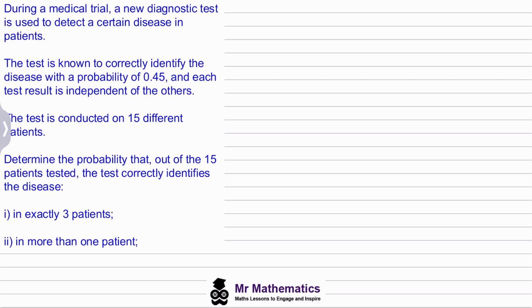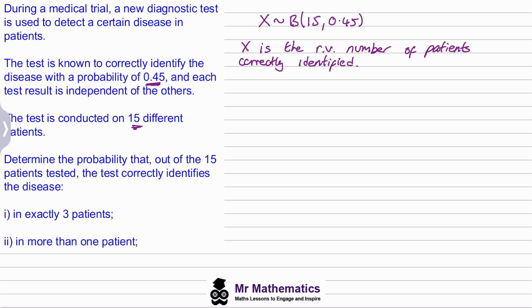So because the probability remains fixed at 0.45, and the test results are independent of others, we can use the binomial distribution. So X is distributed binomially. We've got 15 trials and a probability of success of 0.45. And we need to define our random variable X. So we'll say that X is the random variable, the number of patients correctly identified.